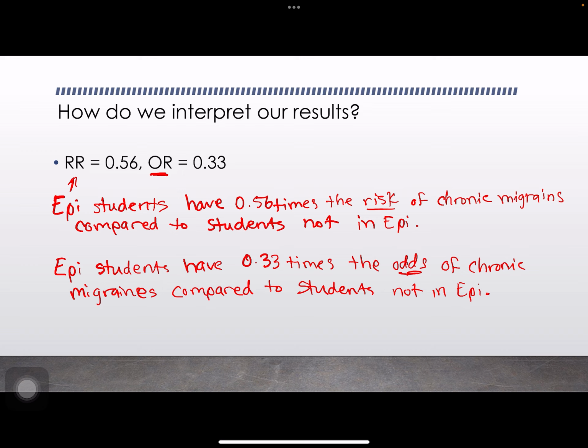So we avoided words like more or less, so we're good in shape with these answers. What do you notice here? That's probably not what you expected. Notice that being an epi student is actually a protective factor for chronic migraines because our risk ratio was less than 1. This is probably not actually true, but it is a nice thought.